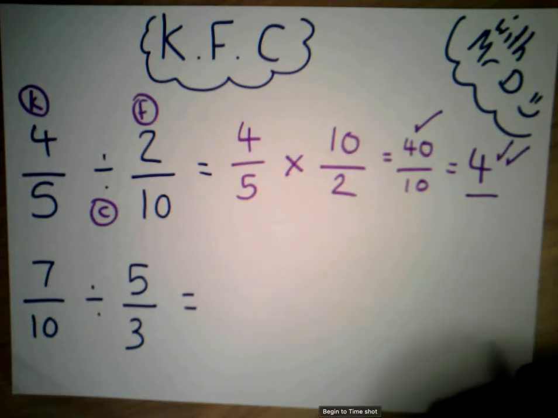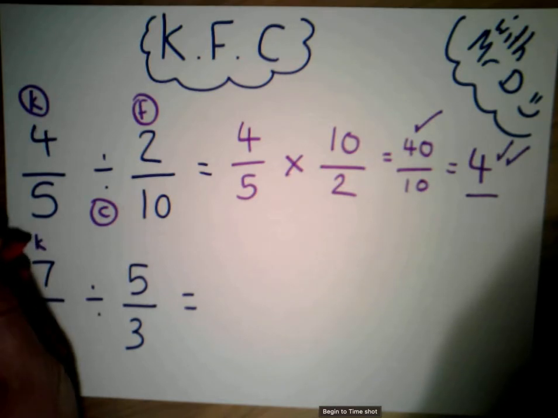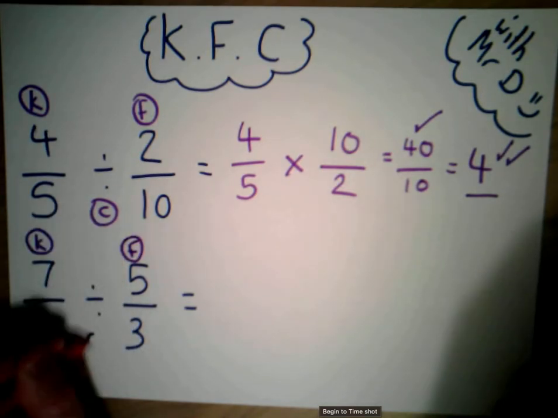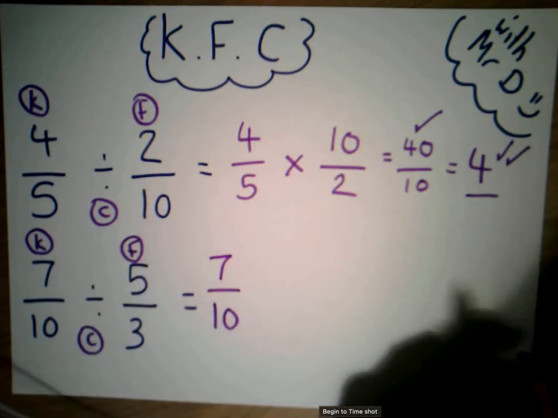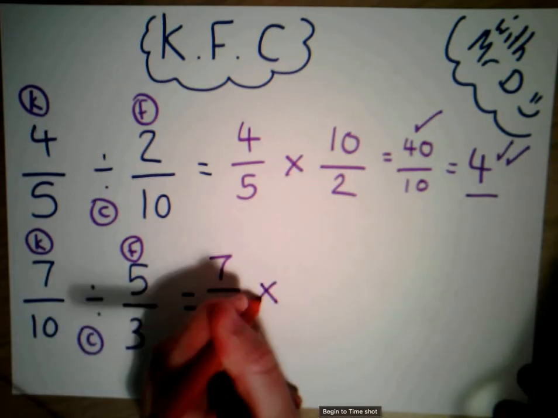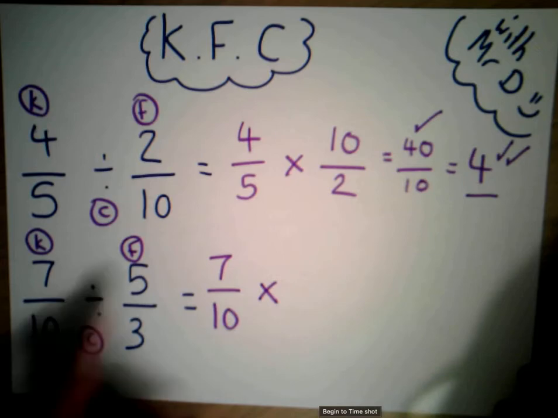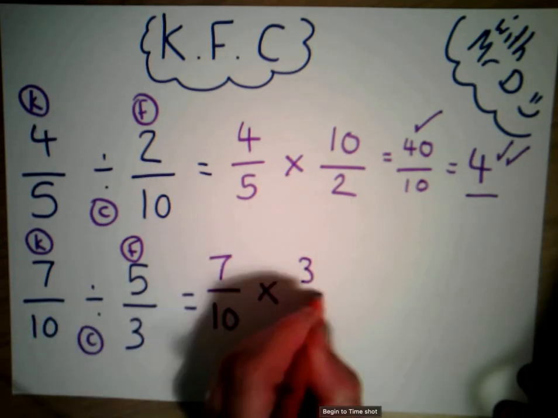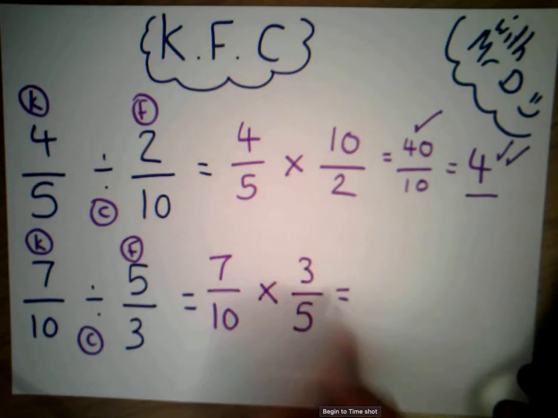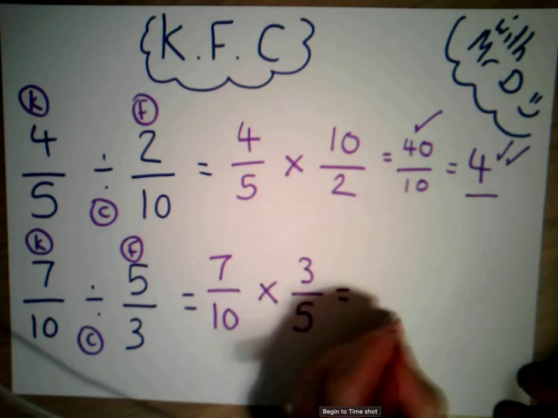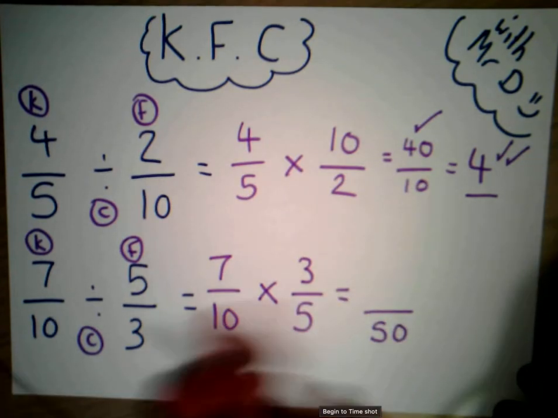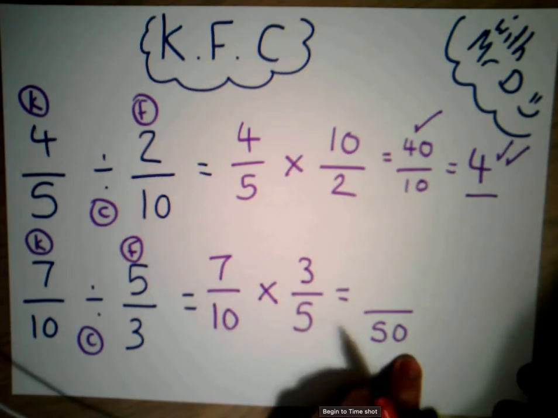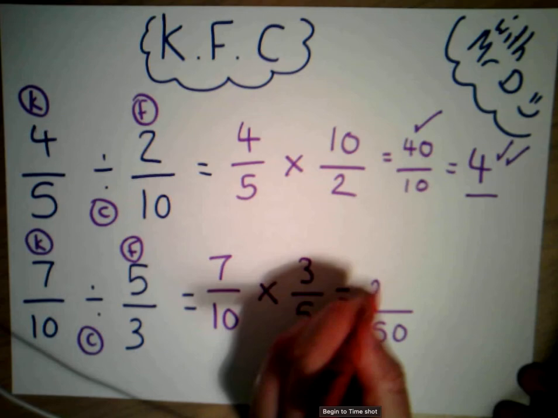Okay, let's have a look at another one and let's see if that happens again, and if so, what we can do about it. Okay, remember, don't get lazy. K, F, C. Okay, so we're going to keep it, 7/10. We're going to change it, opposite of division, multiplication, and we're going to flip it, 3/5. Okay, let's have a look at this one. 10 times 5 is 50. Now you might have noticed this time I started with the denominators. That's absolutely fine. It's a much easier times table than the top one, so get the bit you're confident with first. 7 times by 3 is 21.